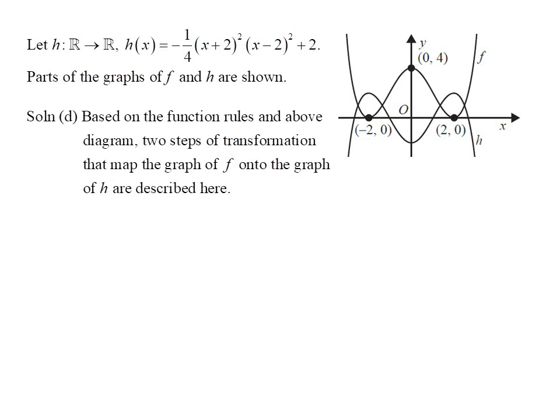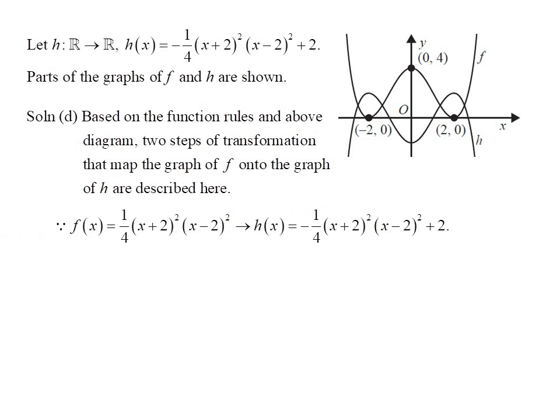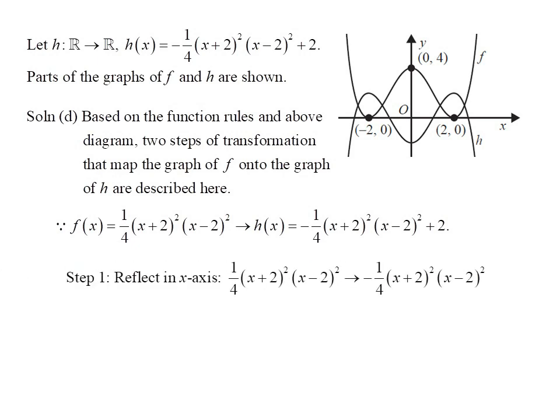Based on the functions f(x) and h(x), as well as their graphs, part D is to show a sequence of two transformations that map the graph of f(x) onto the graph of h(x). According to the rules of f(x) and h(x), the first step of transformation is to reflect f(x) in the x-axis.